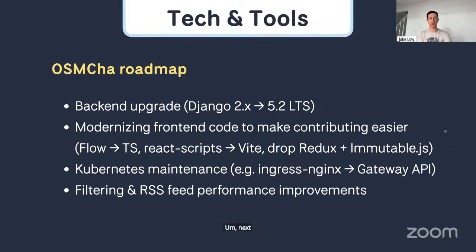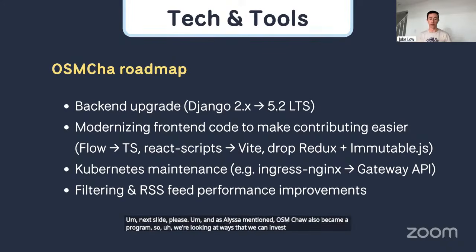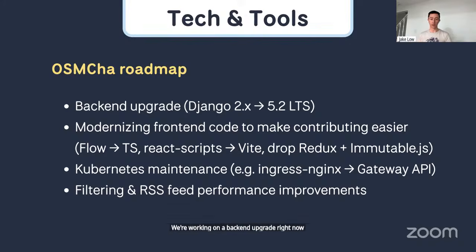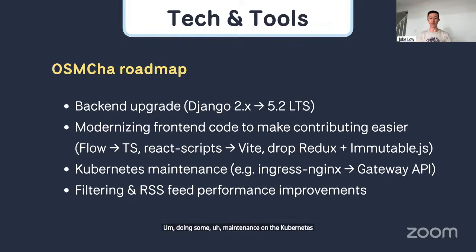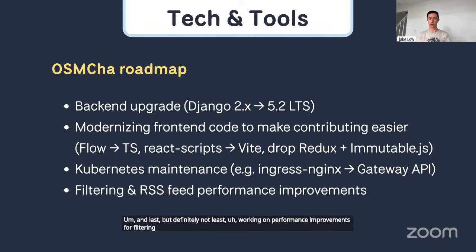Next slide, please. And as Alyssa mentioned, OSM-CHA also became a program. So we're looking at ways that we can invest in that tool in the near future. We're working on a backend upgrade right now to bring it onto a much more recent version of Django. Also, like MapRoulette, we're working on modernizing the front end code to make contributing to OSM-CHA easier. We're doing some maintenance on the Kubernetes cluster that runs the application.